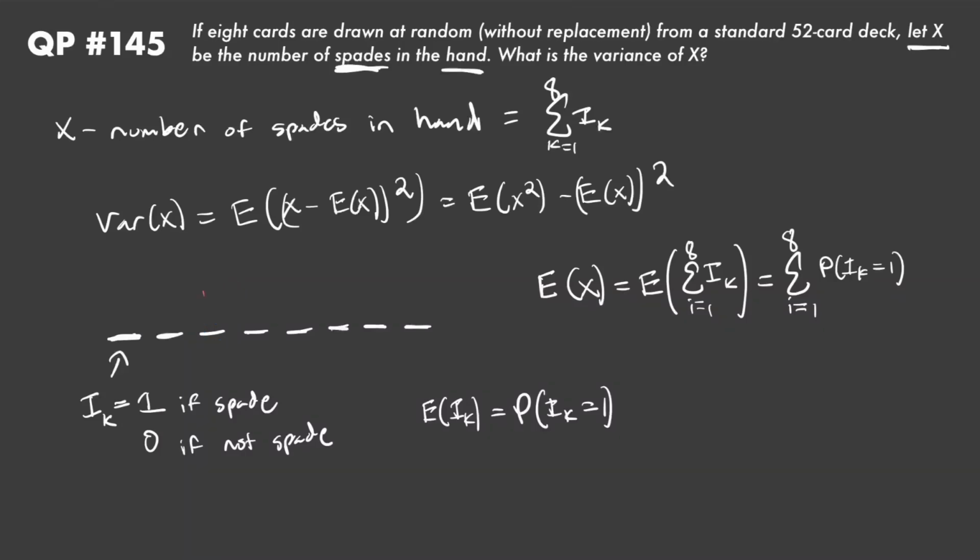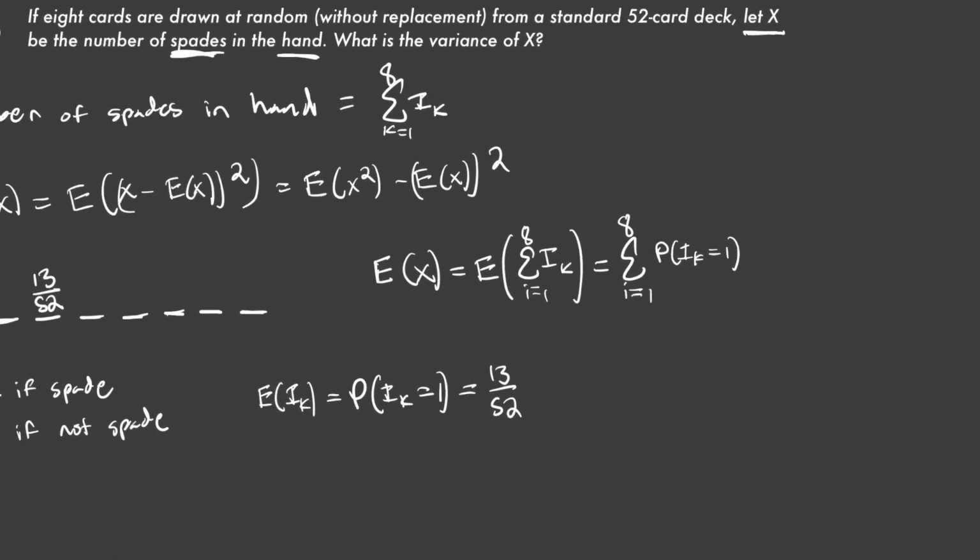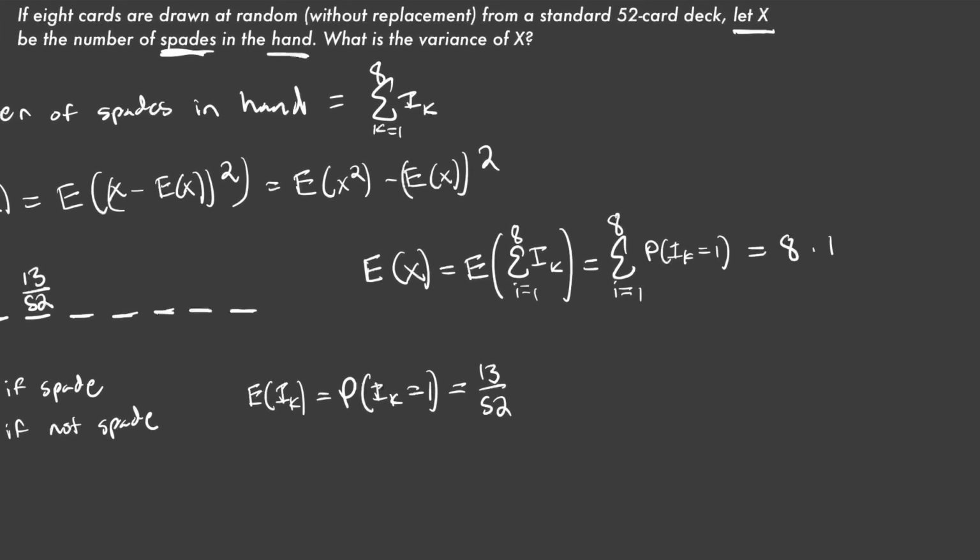So the probability that the third card in our deck is going to be a spade, well, what is that? There's 13 spades in the deck and we have 52 total cards, right? So there's a 13 out of 52 chance that each one of these is going to be a spade. So this is just equal to 13 out of 52 for all k. So this is just going to be equal to 8 times 13 divided by 52. So that's just 8 times 1/4, which is going to be equal to 2.